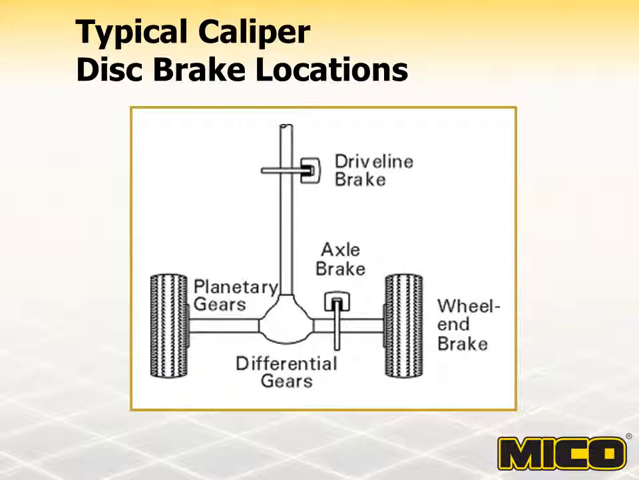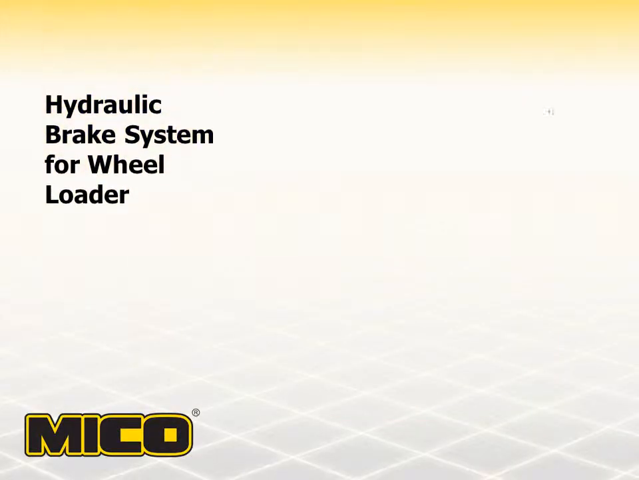When the brake is located on the driveline, both the differential gears and planetary gears can affect braking. When the brake is located on the axle, the planetary gears can affect braking. And when the brake is located at the wheel, braking is not affected by gear reduction.